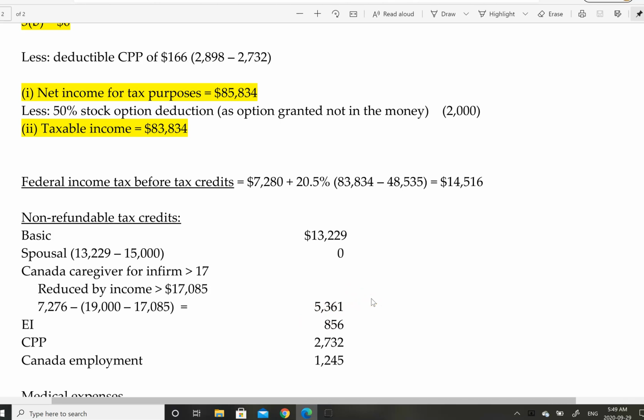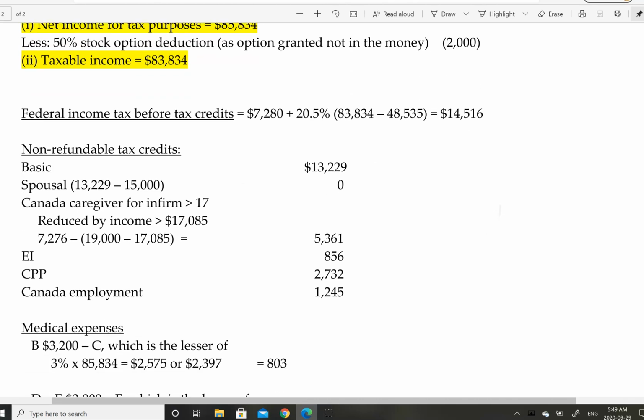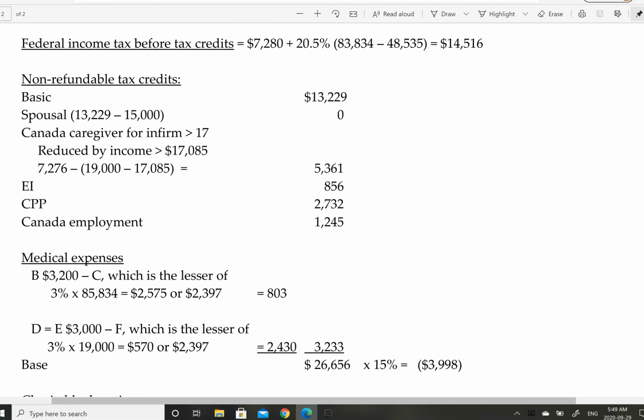Remember, the maximum CPP tax credit is $2,732. And then the Canada employment amount of $1,045. Then we move to medical expenses. Now remember, for medical expenses, let me just scroll up. There's that formula, A times B minus C in brackets plus D. So B minus C plus D, that's all multiplied by 15%, which is the A amount.